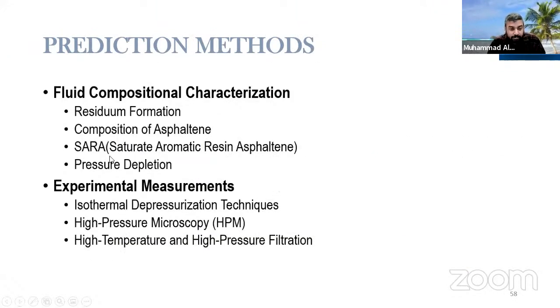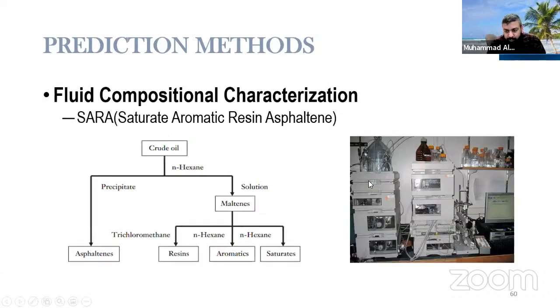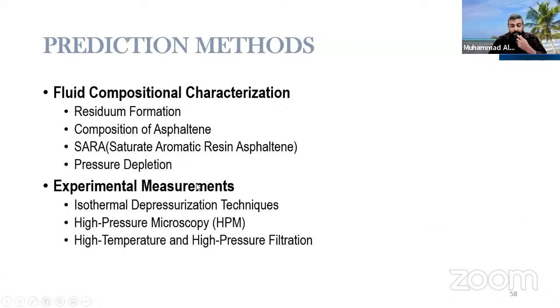So how do we do this saturate, aromatic, resin, and asphaltene test? We have equipment here in the lab. We call it HPLC. This HPLC basically tells us how much it has saturates, how much it has aromatics, how much it has resins. And the fourth thing, asphaltene, we find out through the n-hexane method. We'll talk about how we do it at the same time. So this is the first step.